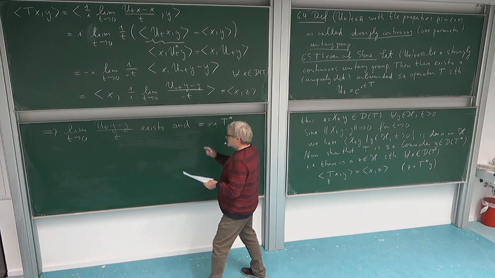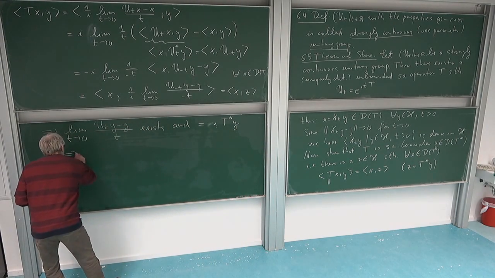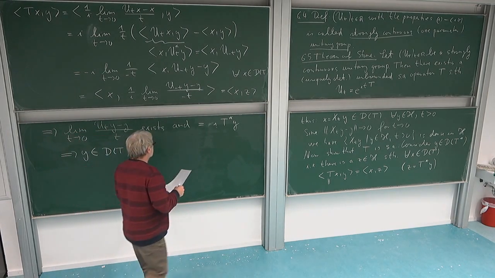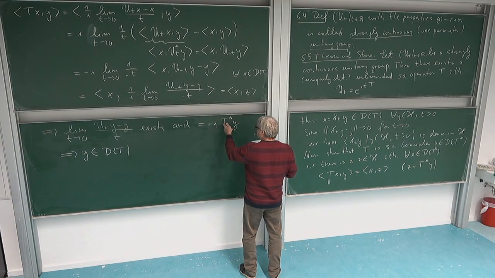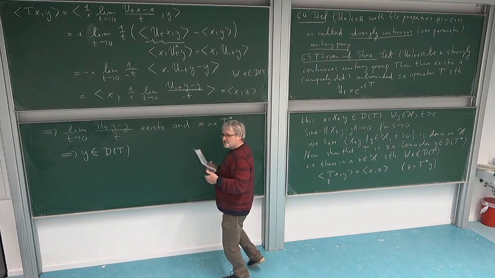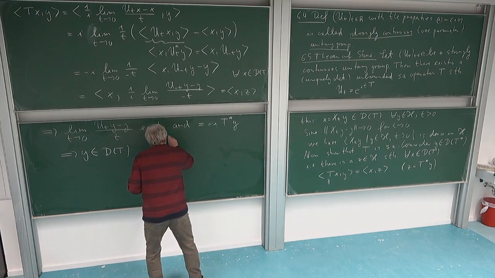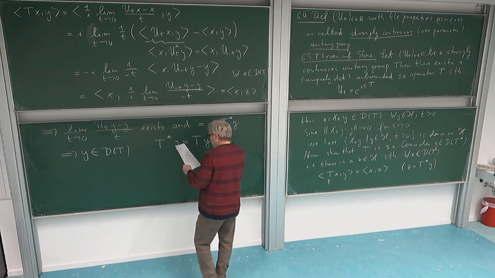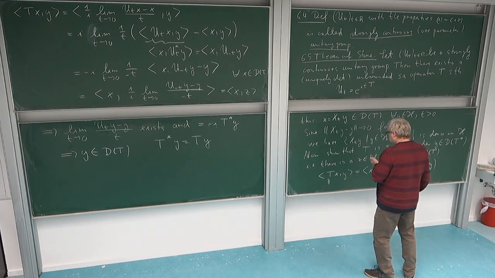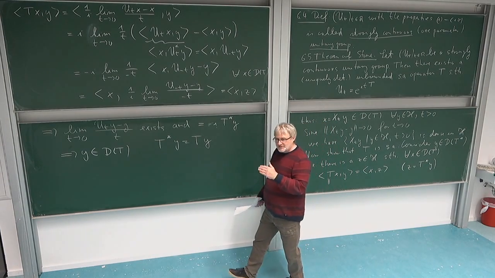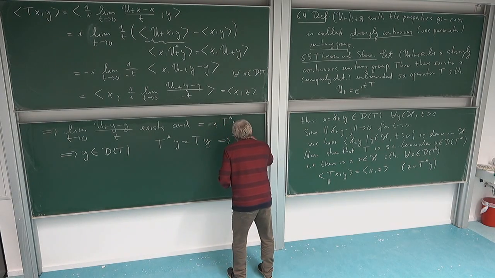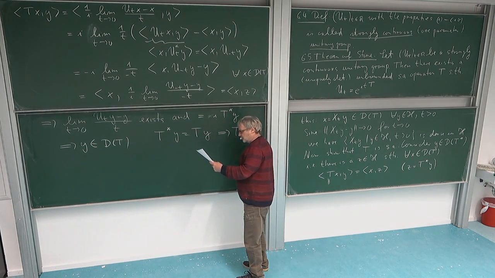And maybe not with a minus sign. Good, but the existence of the limit tells me that y is in the domain of t, and that this limit here is t applied to y, but it is also t star applied to y. So this tells me that t star of y is the same as t of y. And so from this we see that the domain of t star is the same as the domain of t, and the action of t and t star agrees on the domain. And this just, of course, means that t is equal to t star. T is really a self-adjoint operator.